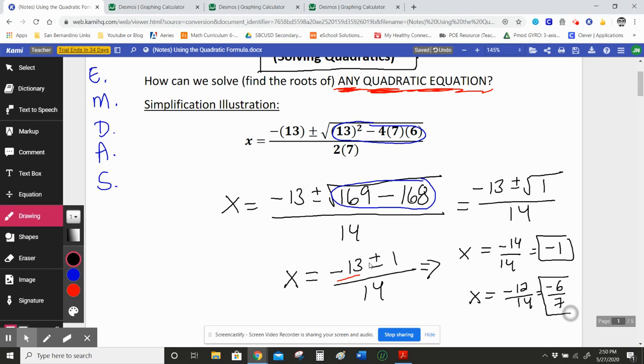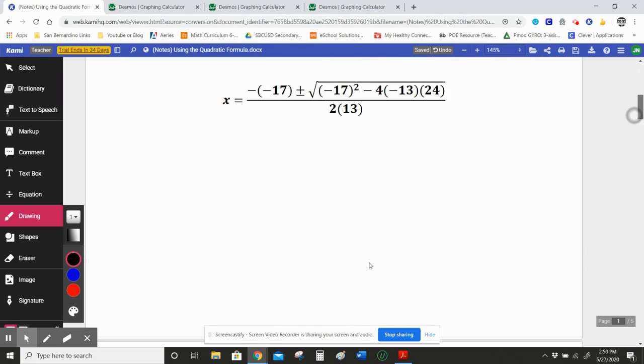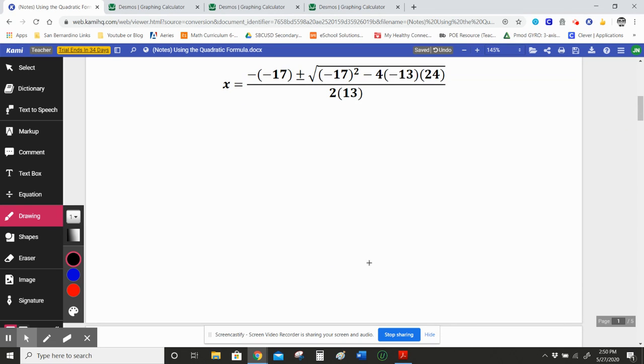So the point is that the hard part of the quadratic formula is basically simplifying this nonsense. If you understand PEMDAS and if you simplify it properly, then you can get any answer, any root to any quadratic equation that you plug into. We'll do one more really quick, and then we'll jump into some actual examples. I have 3 examples for you that are recycled from the last lesson.